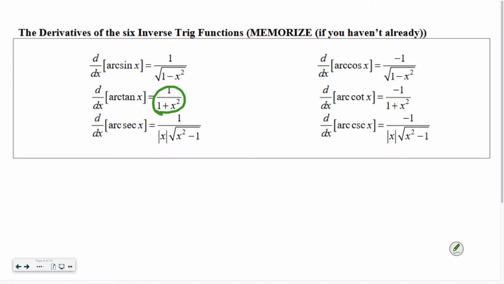X squared plus 1, 1 plus x squared, doesn't matter. Yes or no, does it matter? No. Okay.